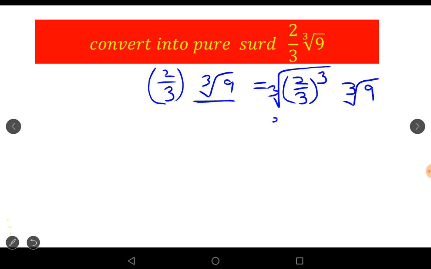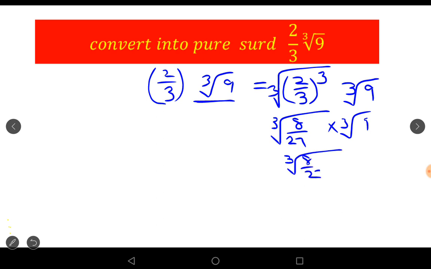Next step, third root of 2/3 whole cubed, which is 8/27, times third root of 9. Next step, third root of 8/27 times 9. 9 and 27 reduce to 1 and 3. So third root of 8/3 is the pure surd. This is the method to convert a mixed surd into a pure surd.